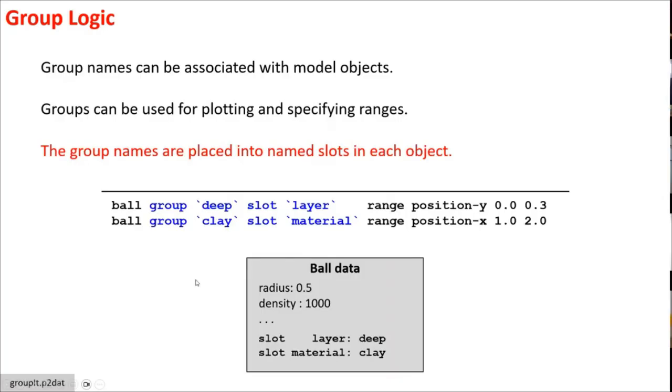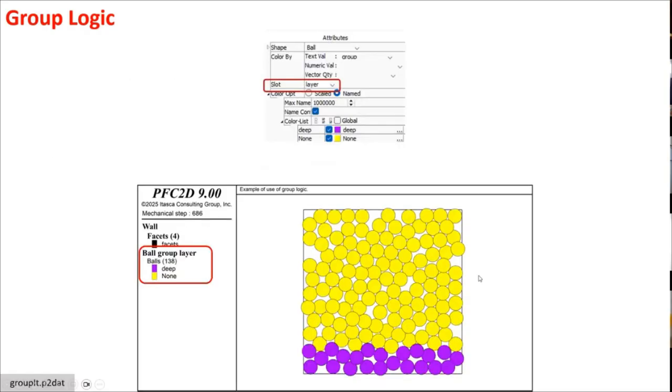And we can have multiple ones. So here, for example, instead of just using the default, we're going to say there's a slot in here. It's the layer slot. And so I'm going to say, oh, the layer is deep and the material is clay. So here we go. The group deep, that's the name I want to put there. And I want to put it in a slot called layer. Okay. So now I can say ball text value group slot is layer. So now it's going to say, oh, the layer group. These are the guys that have the word deep. These are not, these are none.